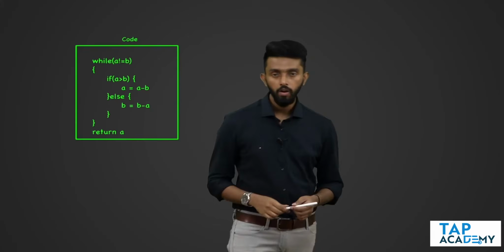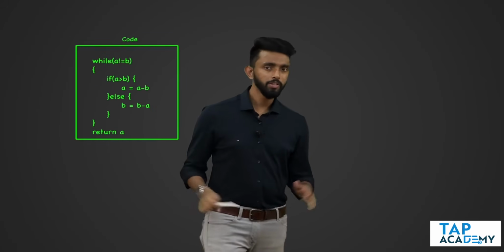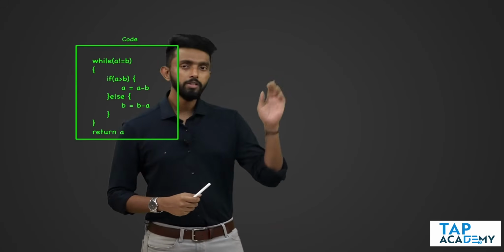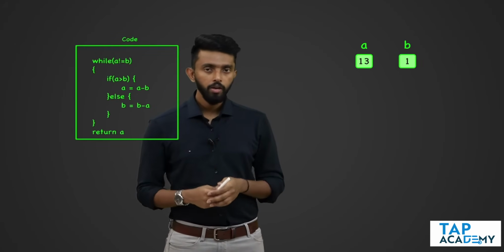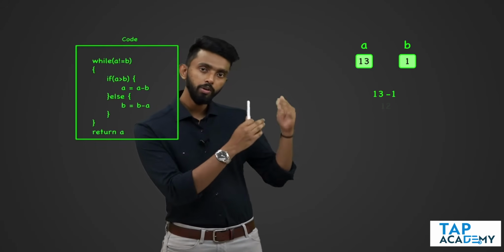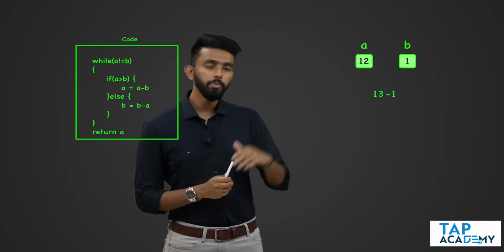Let me show you. Now let us analyze the time complexity of this. See, it's very simple. You don't have to count the frequency and all. Let us assume I have two values, A and B. A is 13, B is 1. So according to Euclid's, what will you do? You are going to subtract 13 minus 1, you will get 12. You are going to replace A, which is 13, by 12.